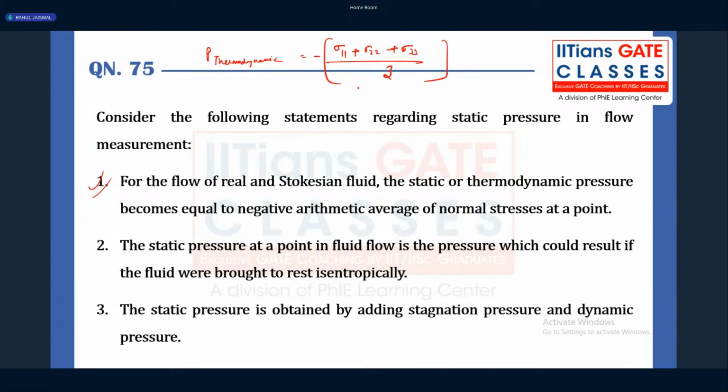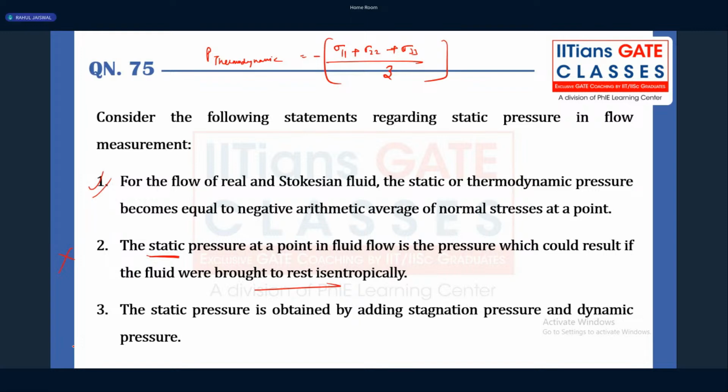Second statement: the static pressure at a point in a fluid flow is the pressure which would result if the fluid were brought to rest isentropically. No, it's incorrect. Wherever the fluid is brought to rest isentropically, the pressure at that particular point is the stagnation pressure, not the static pressure. It is an incorrect statement.